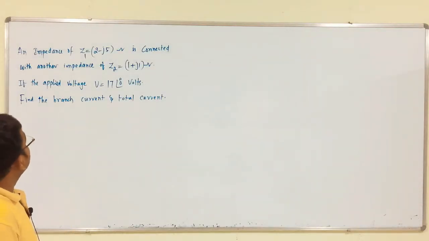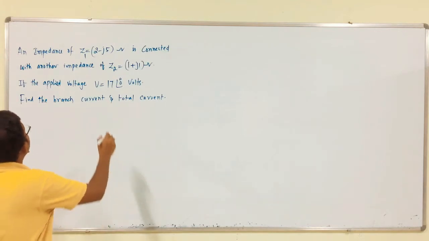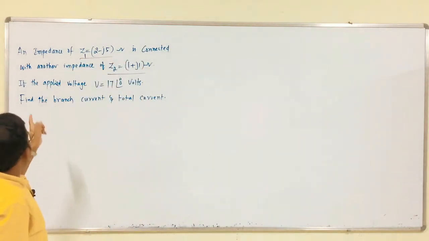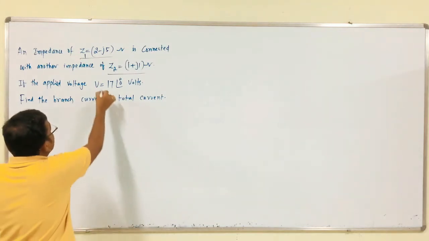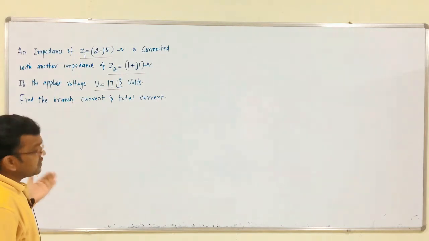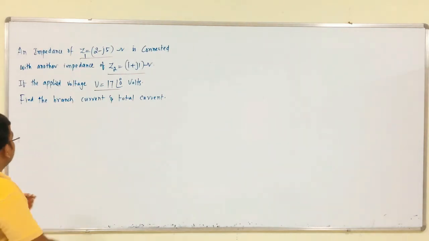An impedance Z1 of 2 minus j5 is connected with another impedance of 1 plus j1. If the applied voltage is 17 at an angle 0, find the branch current and total current. It is nothing but a parallel circuit. So, the circuit is like this.